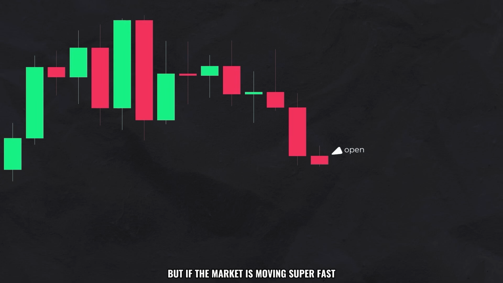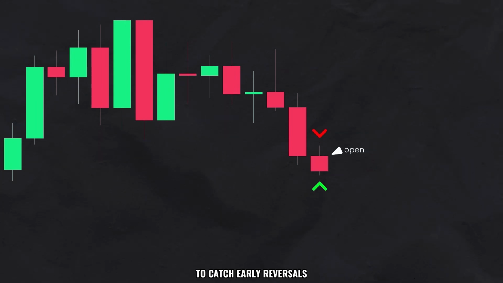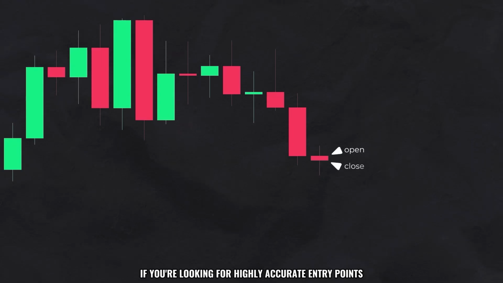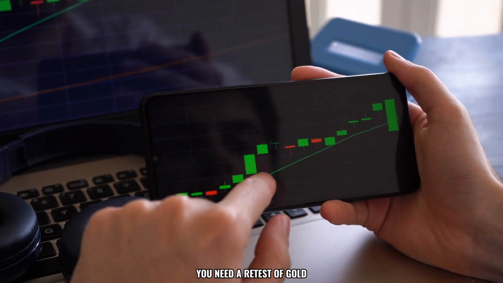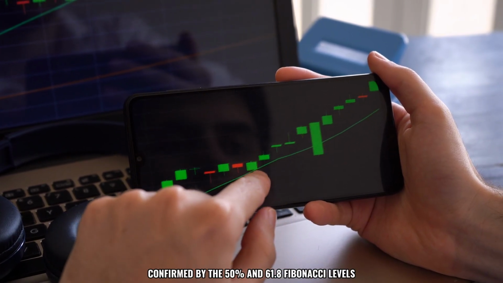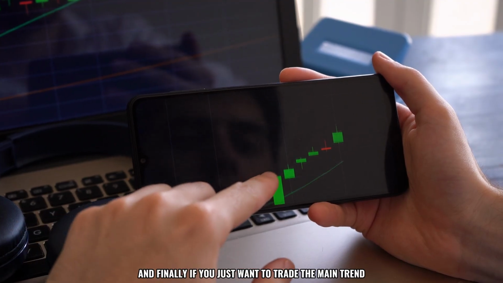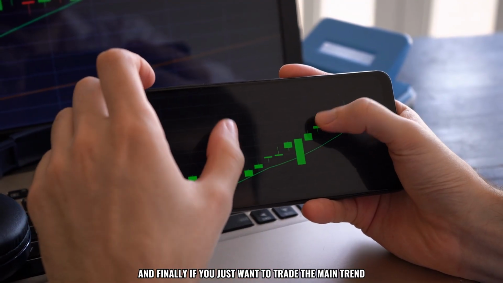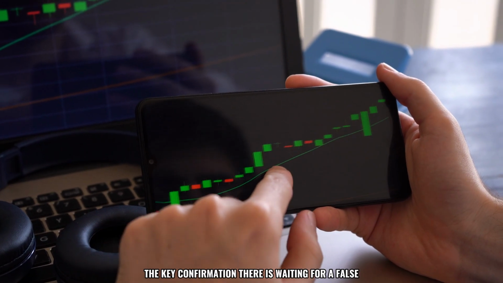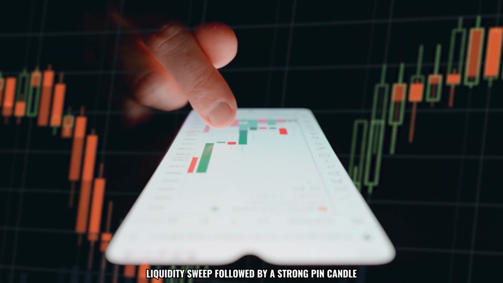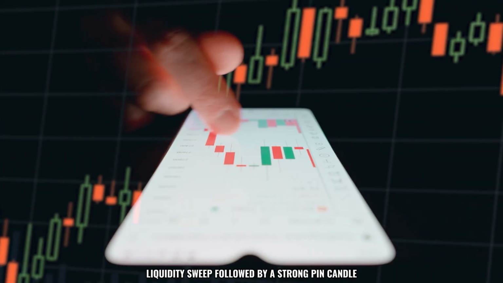But if the market is moving super fast, as we've seen with gold, your choice is a strong breakout to catch early reversals, relying on double tops or bottoms to confirm the structure. Next, if you're looking for highly accurate entry points after a move has already taken place, you need a retest of gold, confirmed by the 50% and 61.8 Fibonacci levels. And finally, if you just want to trade the main trend, use the trendline bounce. The key confirmation there is waiting for a false liquidity sweep, followed by a strong pin candle.